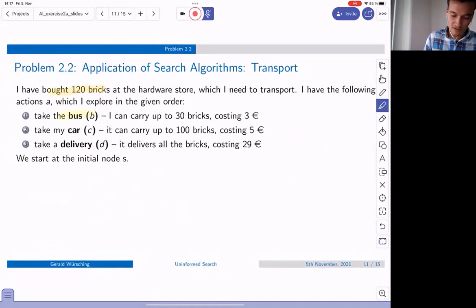So we can take the bus, then we can transport 30 bricks and it costs 3 euros. We can take the car, then we can do 100 bricks and it costs 5 euros. And we can take the delivery where we can transport all the bricks, which costs 29 euros. And our initial node is S.